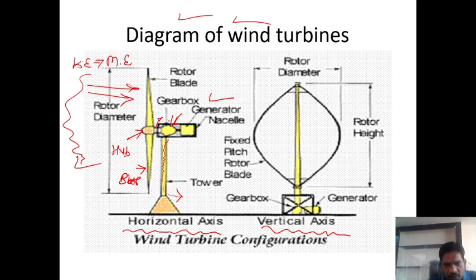This whole complete assembly is mounted inside the nacelle. A nacelle is a type of protective cover, and inside the nacelle all these parts of the horizontal axis wind turbine are put up. This whole assembly is mounted over the tower, and we know that the tower is a huge height, 30 feet. It will be connected at the ground position. So this is the design of the horizontal axis wind turbine.